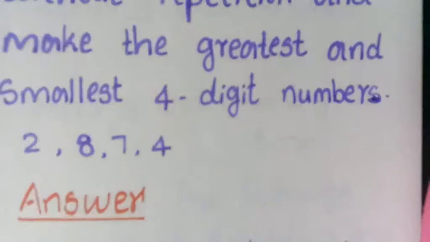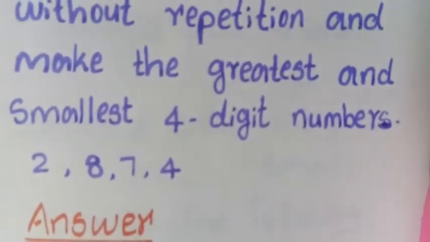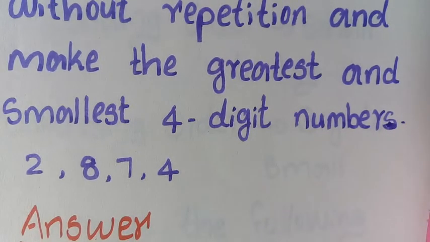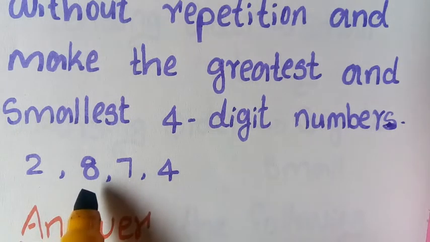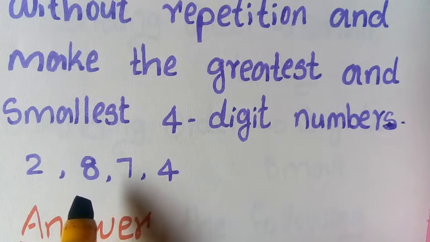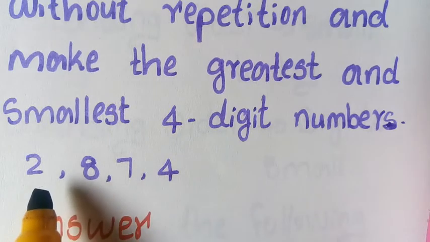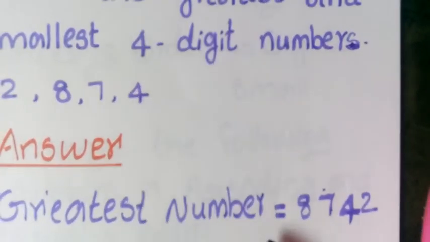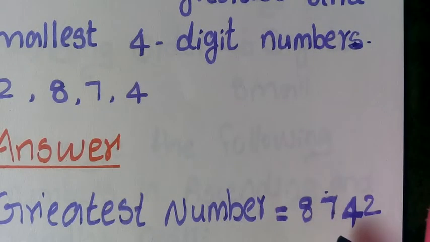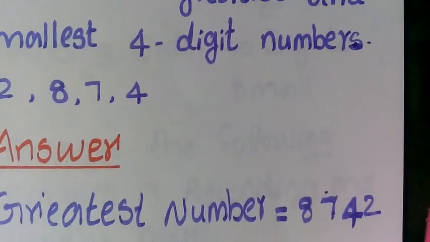First we will check which is the greatest number. Among 2, 8, 7 and 4, the greatest digit is 8. So we need to write 8 first. Then the greatest digit is 7, then 4, then 2. So the greatest number is 8742. We used all the digits given in the question.